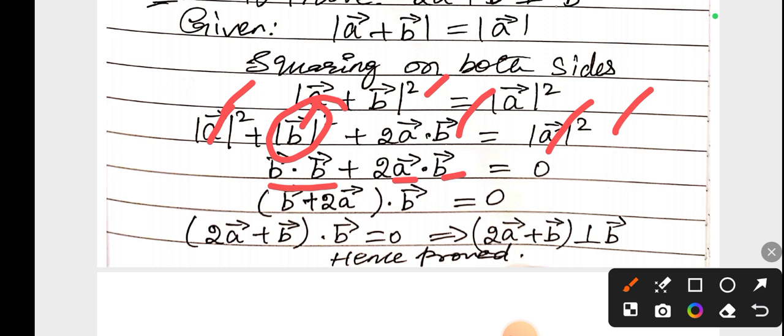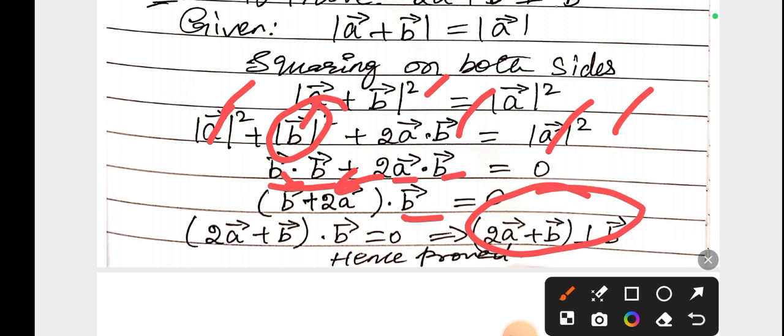Again, okay. Then anything we can take common: b vector we can take common. Again, okay. Then you will get b vector plus 2a vector. When two vectors' dot product is 0, children, then we can say the two vectors are perpendicular. Is this clear, what we are talking about?